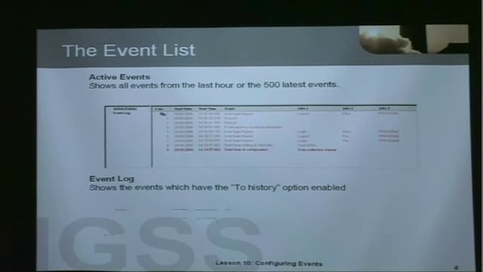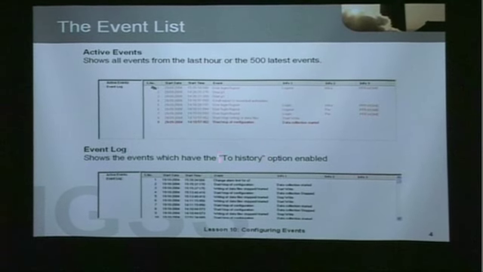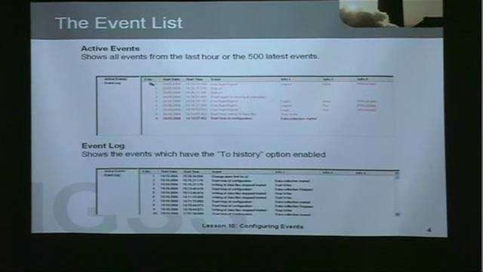We also have an event log corresponding to the alarm log that we saw in the alarm list. In this list you will see all the events which have the to history option enabled. So when they are recorded or registered in our system, they will go to the event log.